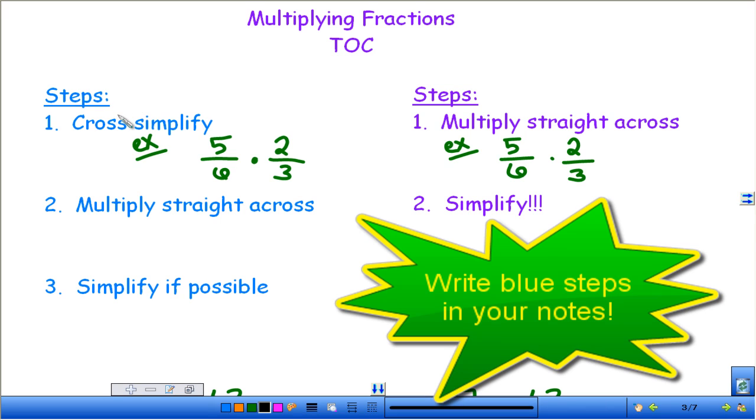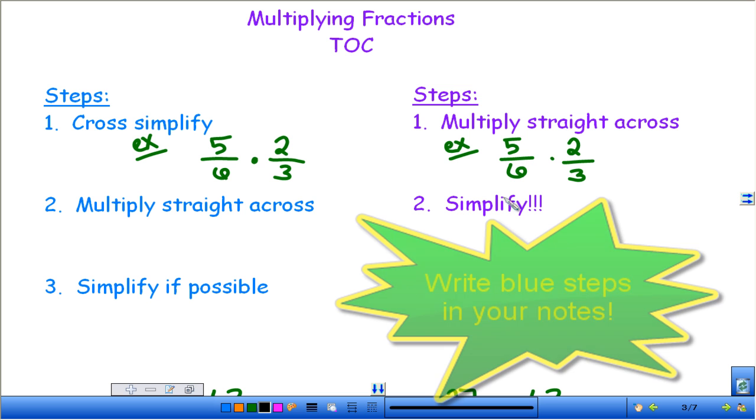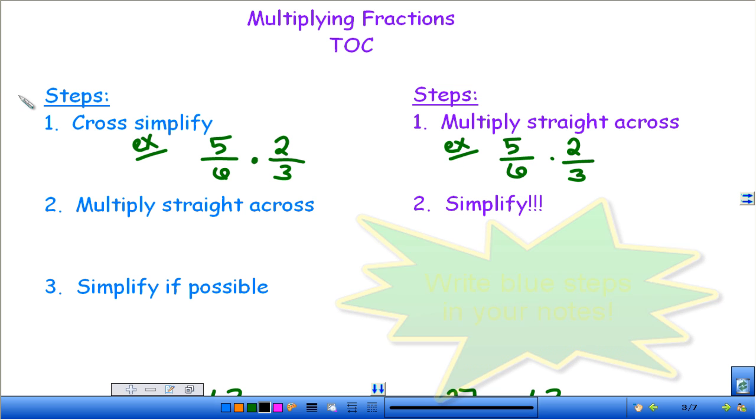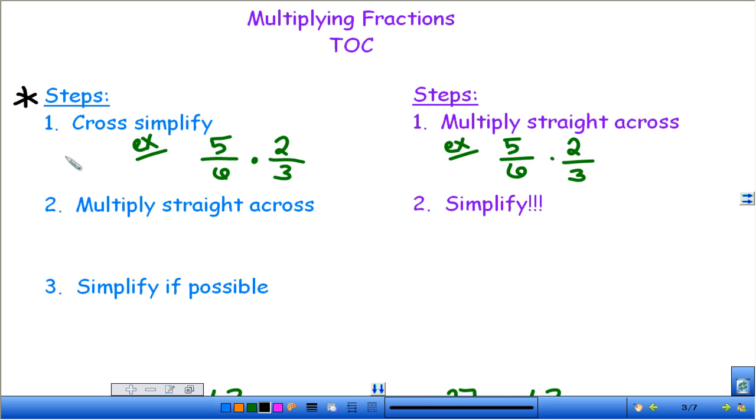There are two different sets of steps. I want you guys to write down what's in blue right now. Don't worry about writing down what's in purple. We're going to talk about it, but this is the set of steps that I want you to know.